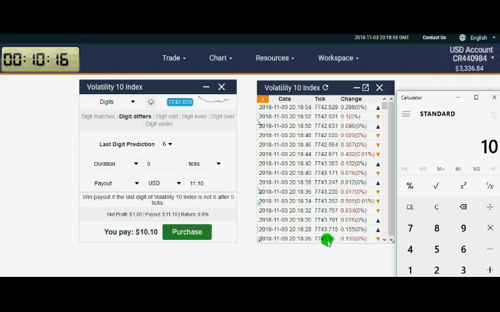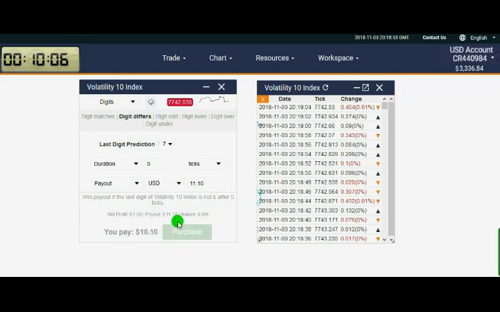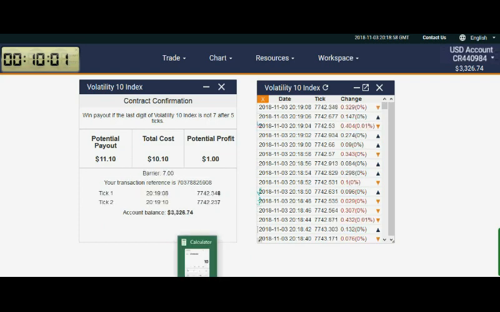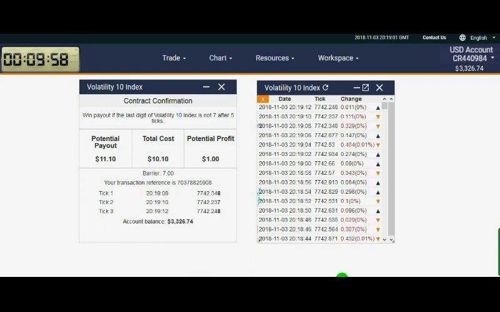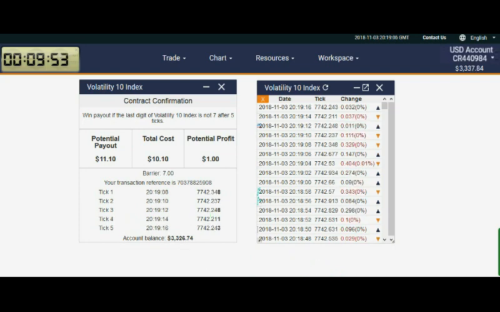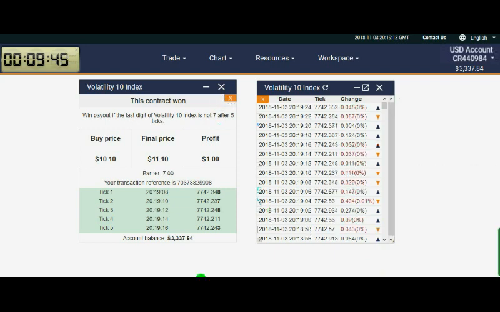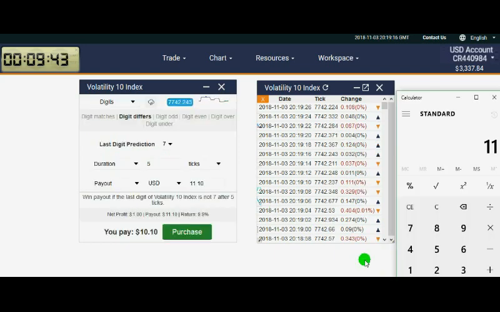So we can go for another one. We have 6, so let's go for another number. So we have 7. We are going for 7. As you can see, we won that trade again. That's the 10th trade, so we are going for the 11th trade right now. So I have to close this. I'll give this a few seconds.